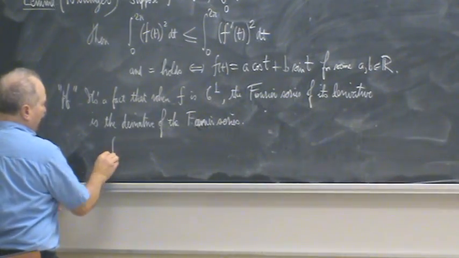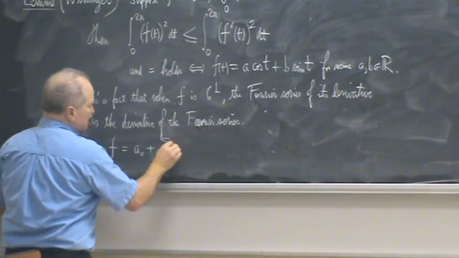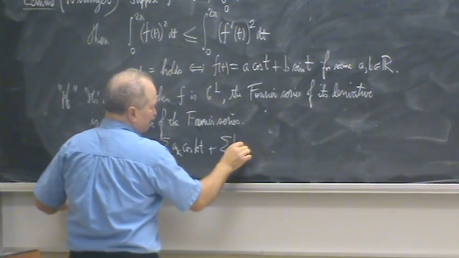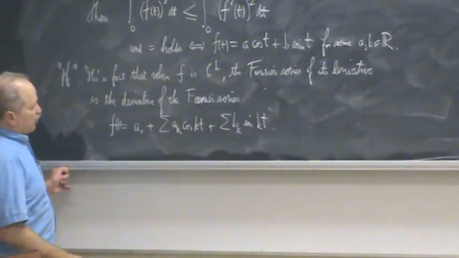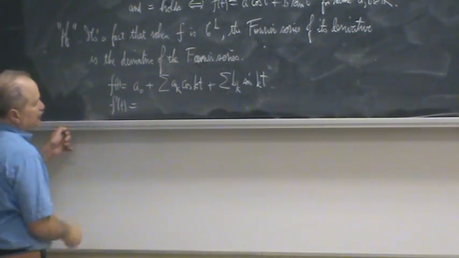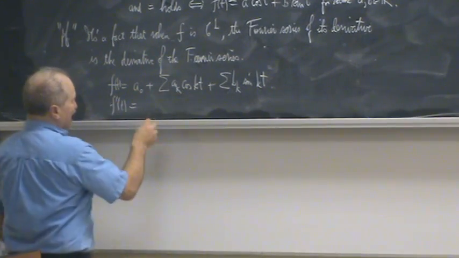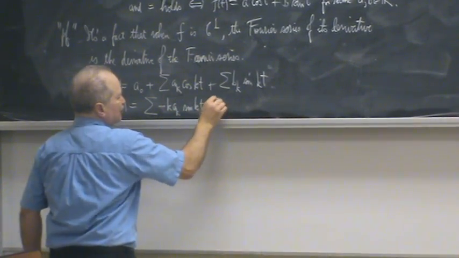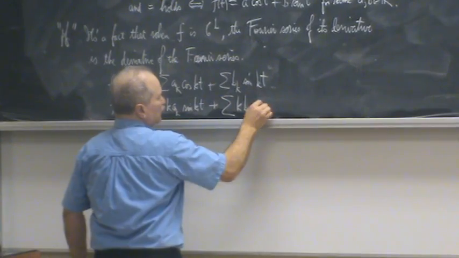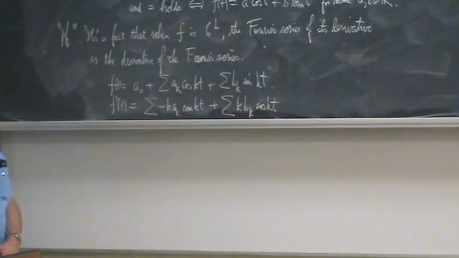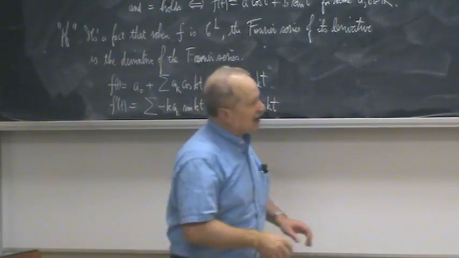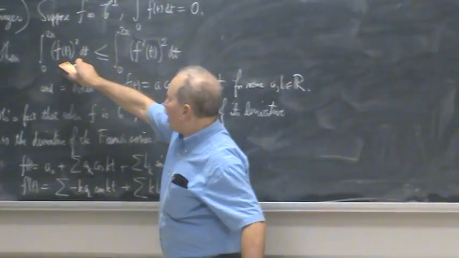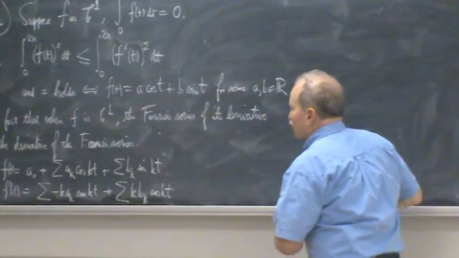So if you started off with f being something like this, what would f prime be? Well, you would differentiate, and you would get k's pulling out by the chain rule. Parseval it. This is given by summing the Fourier coefficient squared.